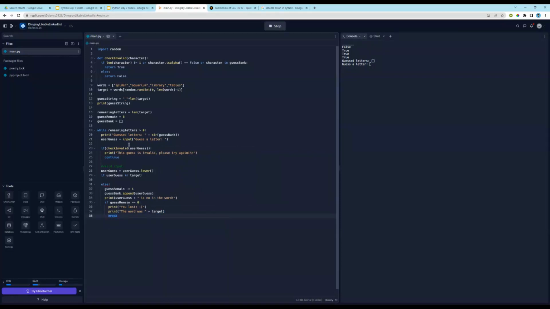This is the most important part because we'll be breaking from the while loop. We will not be going back into the while loop again. So that means our game ends here, and that's why I have to break. So that's basically how you would do the else part of the statement.